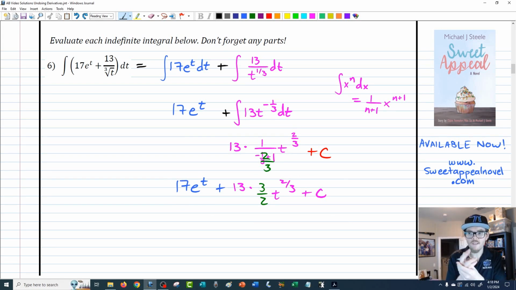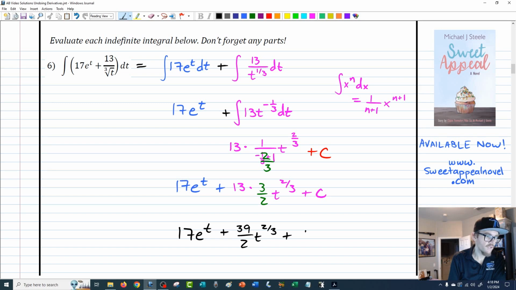Again, on the AP test, in a perfect world, you would. But for this one, we can clean this up just a little bit further. This will be 17 e to the t plus 39 over 2 times t to the 2/3 plus c.